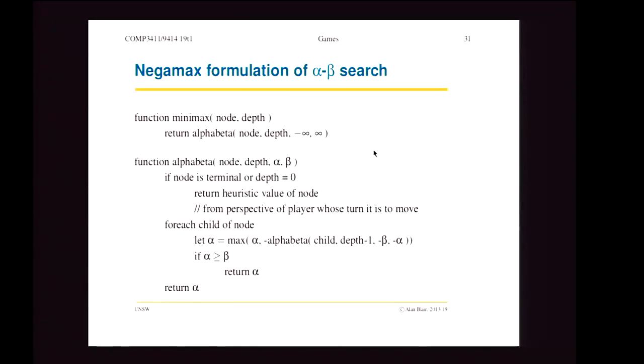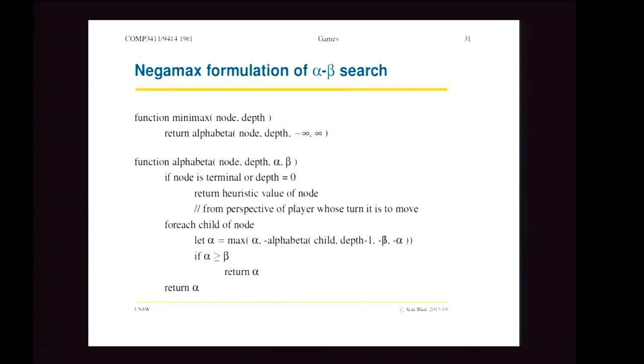With a negamax formulation, we're always maximizing. We're never minimizing. Just the same as with minimax, when we get the recursive answer back, we have to take the negative because it's from our point of view, not the opponent. And the way it works is that when we do the recursive call, alpha becomes minus beta, and beta becomes minus alpha. Okay. So this gives us the negamax formulation.